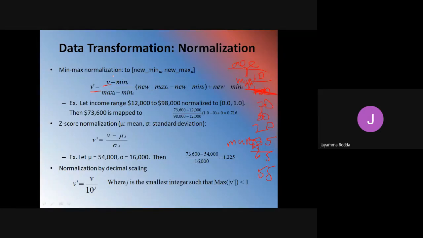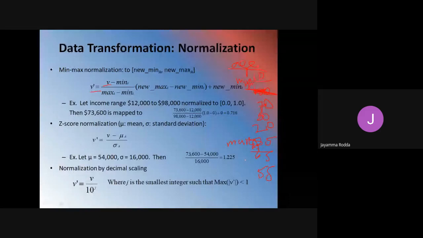V of the given attribute value is mapped to V dash in the range of minimum A and the maximum A. So this will preserve the relationship among the original data values. The relationship between the original data values will be preserved by this particular V dash. So it will encounter the values that are beyond the bounds of this particular minimum and maximum values, the out of bounds value or the error.